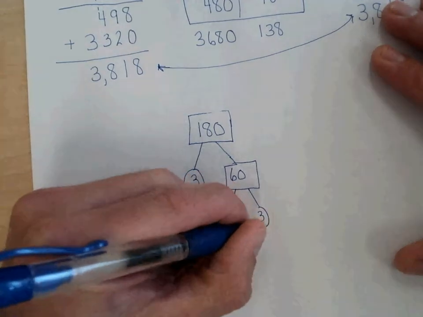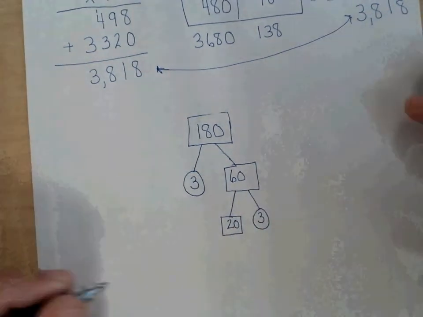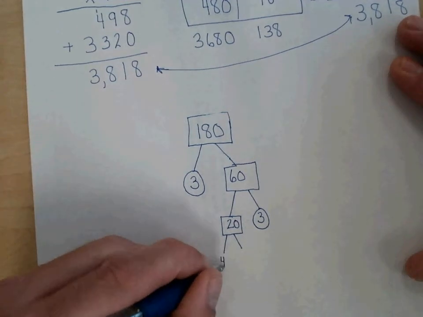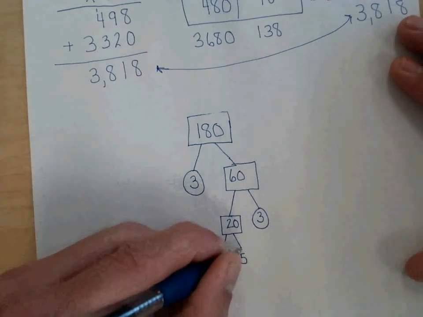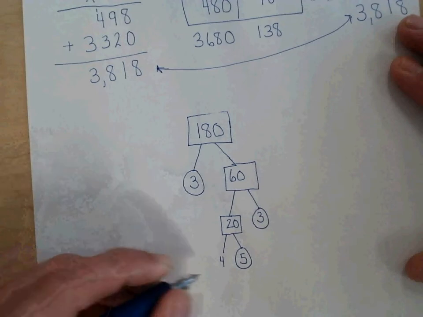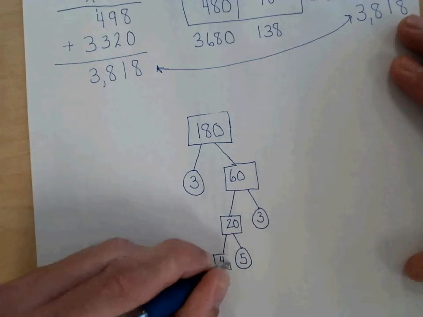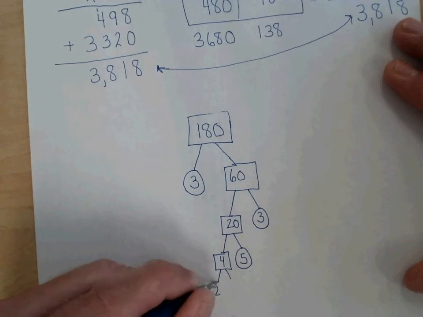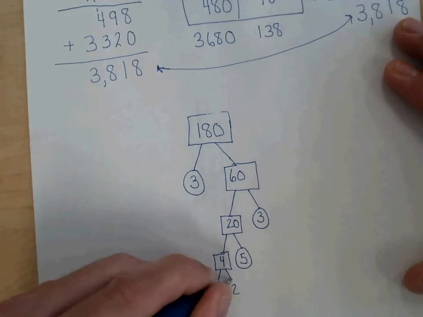That is a composite number. 3 is a prime number. Now, what equals 20? I can go 4 times 5. 5 is a prime number, so I'm going to circle that. 4 is a composite number, so I'm going to go ahead and put a square around that. And then 2 times 2.